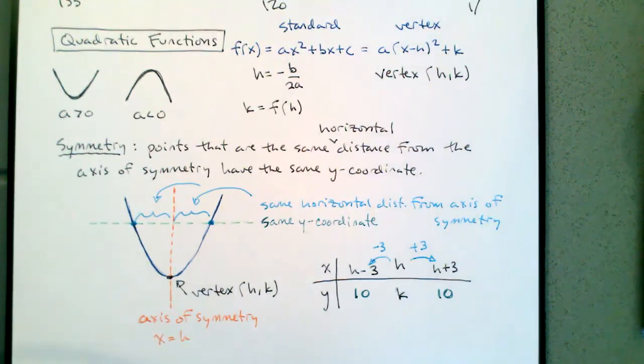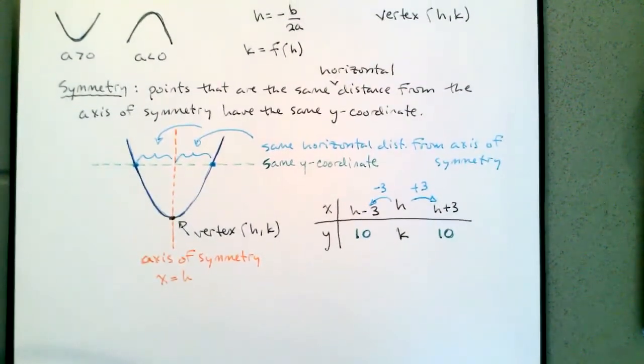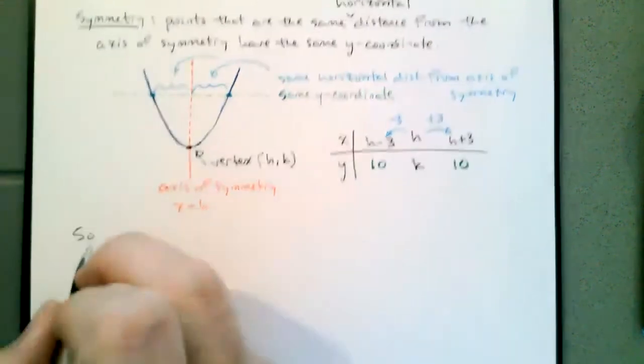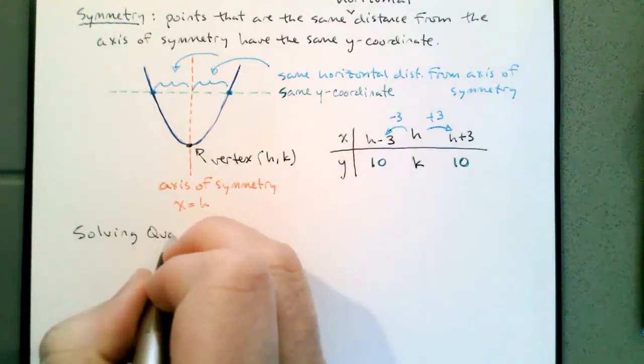This plus and minus business is important when we start trying to solve equations. So when we want to solve a quadratic equation, one of the things that we'll want to know is where the middle is. Because when we're solving a quadratic equation, we're looking for the x-intercepts of the graph. So today we want to talk about solving quadratic equations.